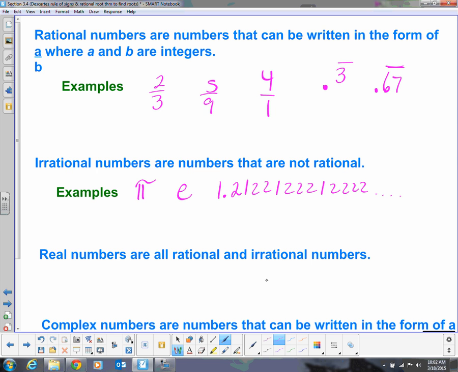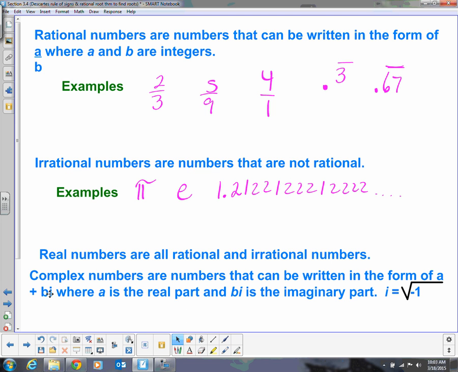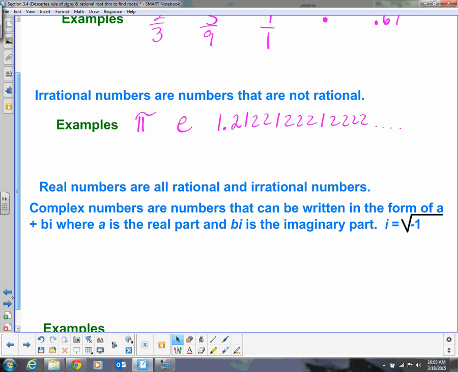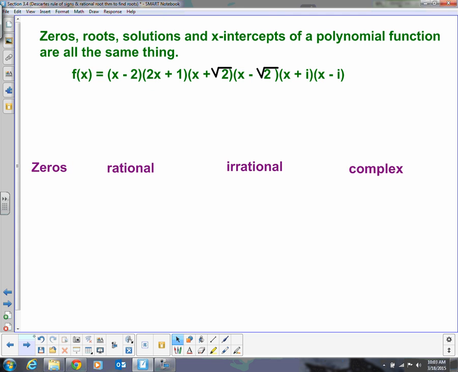Real numbers are everything. Complex numbers can be written in the form a plus bi, where a is the real part and bi is the imaginary part. And you already knew this, right? Because we already did that.